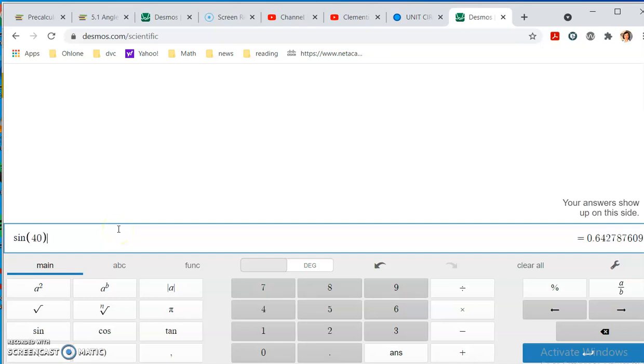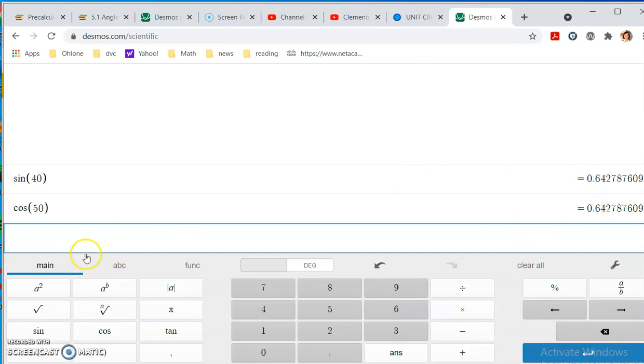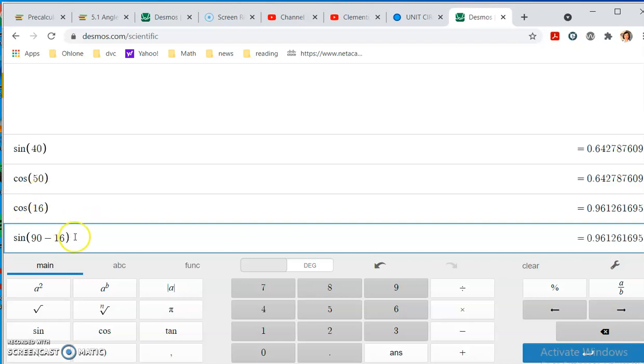Sine 40 degrees, cosine 50 degrees. You can see that they're exactly the same. What can we think? Sine 16, what do you think it is equal to? It's equal to cosine of 90 minus 16. I don't even know what it is, 0.9612. So they're exactly the same.